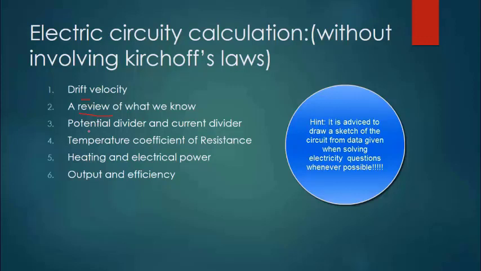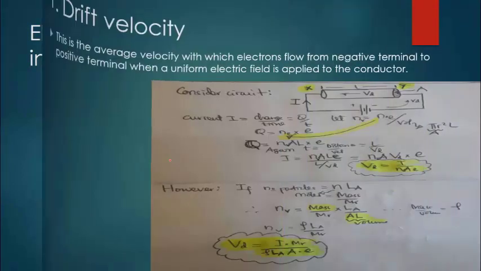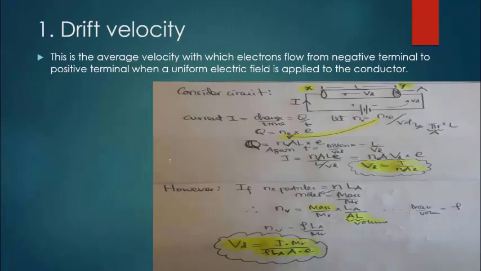Then we shall have a new thing, the potential divider and current divider. We shall review this. Again, we will have calculations involving temperature, coefficient of resistance, and we shall know what this is. Then we shall see electrical heating and electrical power in circuits, and output and efficiency as far as electric circuits are concerned. So to start with, drift velocity.